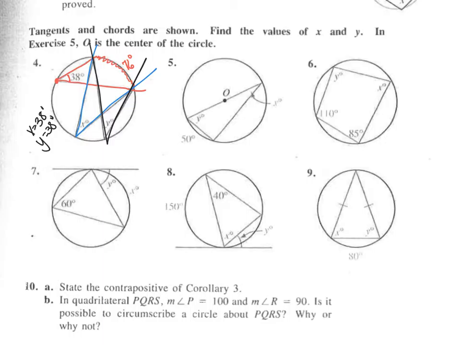All right, on number 5, we have an inscribed angle out here that's inscribed in a semicircle, so we know that it's a right triangle. Looking at X, it is an inscribed angle, and its intercepted arc is 50.